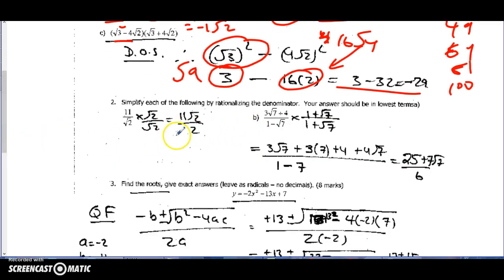How do you get rid of the root sign here? On the bottom, we don't want a root sign. Simple question. First thing you do is you just multiply by root 2 over root 2. Whatever's down here, you get rid of it by multiplying, and you end up with this.